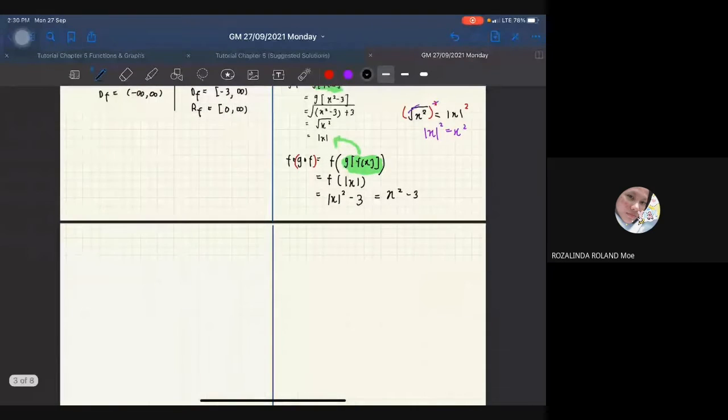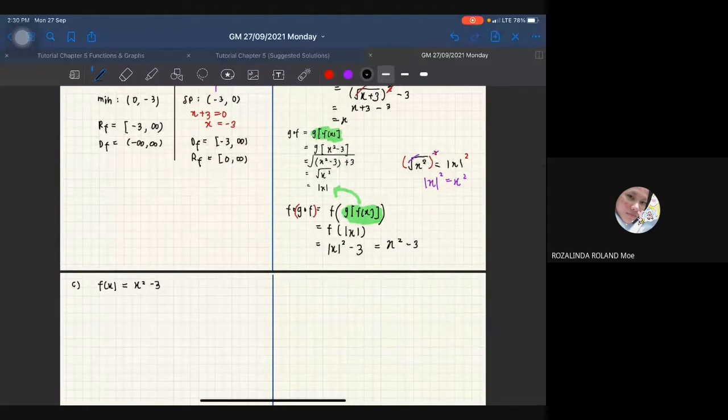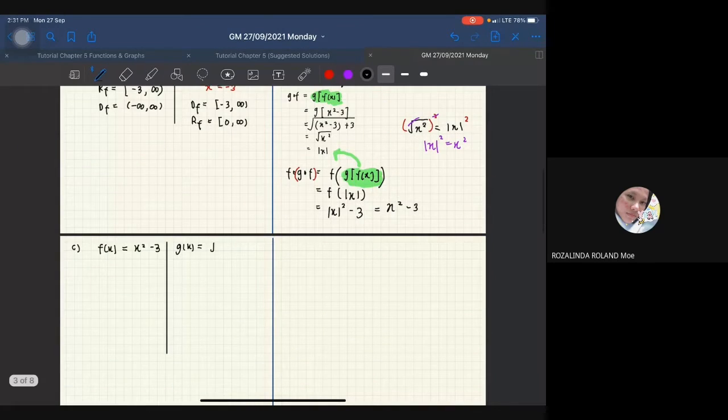So part C, kita kena sketch. So the first graph that we have is fx equal to x square minus 3. Okay, and then the second graph that you have is gx equal to modulus of x plus 3. Okay, just like that.